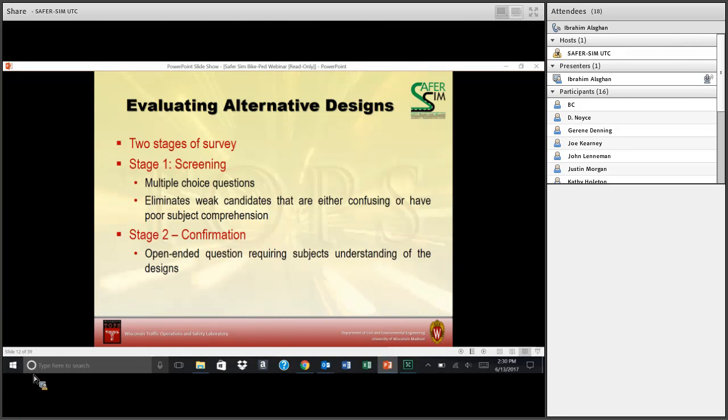The second stage is confirmation. So from the designs in stage one, we had four designs, and we selected two. Then we take them to stage two, which is confirmation, using open-ended questions that require the subject's understanding of the design. I will talk about it.